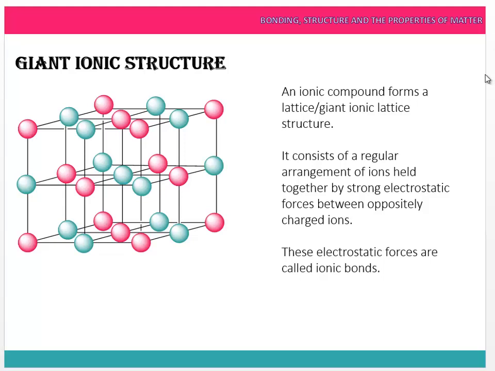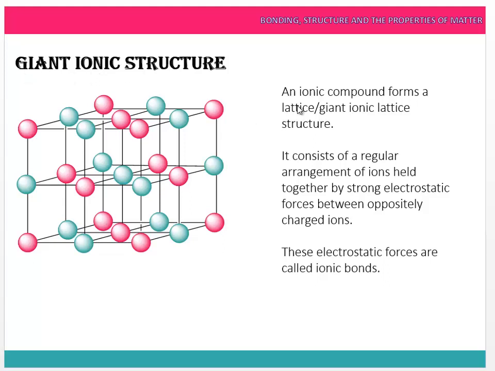In this video, I'd like to cover some properties of ionic structure. Previously, we talked about ionic bonds, and we said that ionic bonds are formed from a metal and a non-metal. So when you have a metal and a non-metal, the resultant bond is an ionic bond. Now, ionic bonds normally exhibit giant ionic structures.